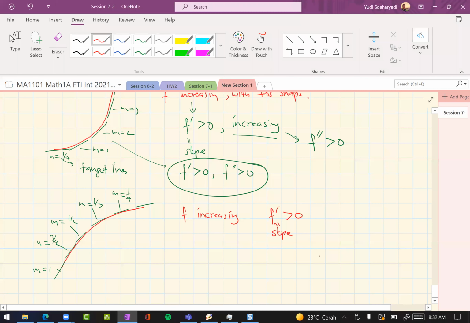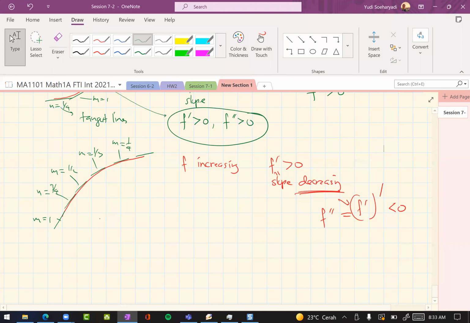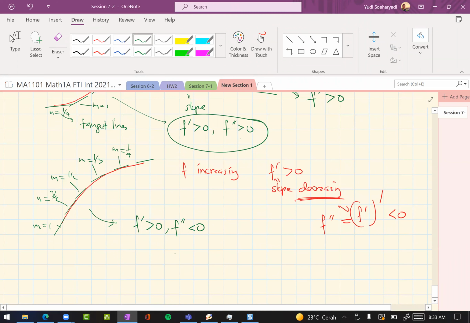And a function decreasing means the derivative is negative. Decreasing means that the derivative, which is the second derivative, is negative. So this shape here is characterized by a negative second derivative. All right. So this is concave up. This is concave down.